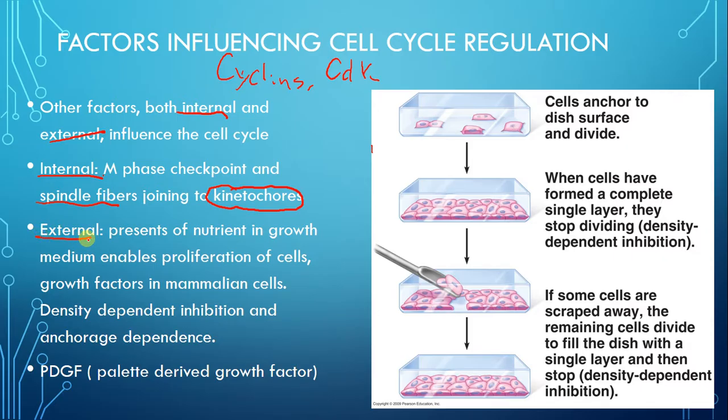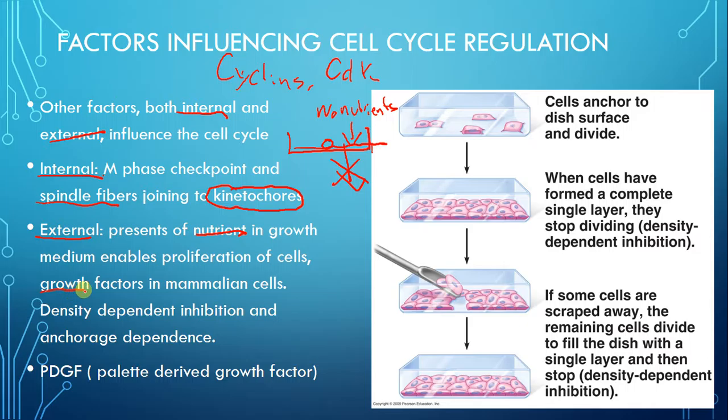And external regulation, the presence of nutrients in the growth media enables the proliferation of cells. So if you take human blood cells or things and you put them on a growth media, like in a petri dish, and there is not any growth factor, no nutrients, or not the right nutrients, we'll have no proliferation, because those nutrients are an external cell cycle regulator. If those nutrients aren't present, it tells the cell not to duplicate, not to reproduce.